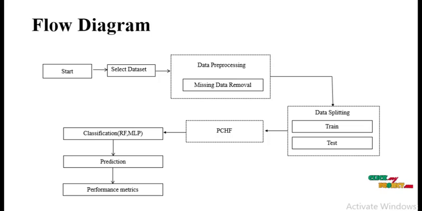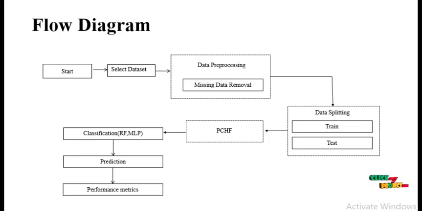So after a successful pre-processing we are going to split the data. Data will be split into train and test in the ratio of 80:20. Most of the data will be in the train and the remaining will be in the test. The test data is used for the evaluation.